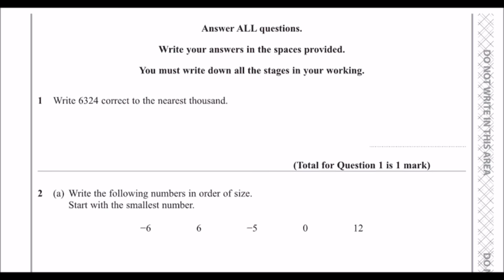So question 1, write 6,324 correct to the nearest thousand. So we need to know, is it close to 6,000 or is it close to 7,000? What's the nearest thousand? And it's closer to 6,000. So that's the answer.